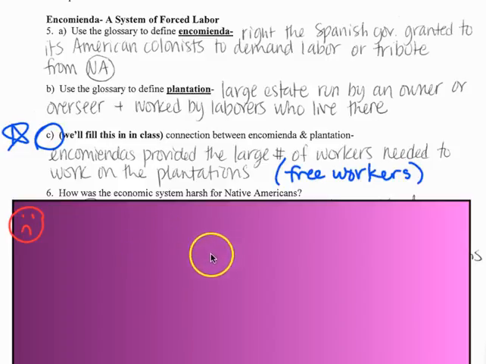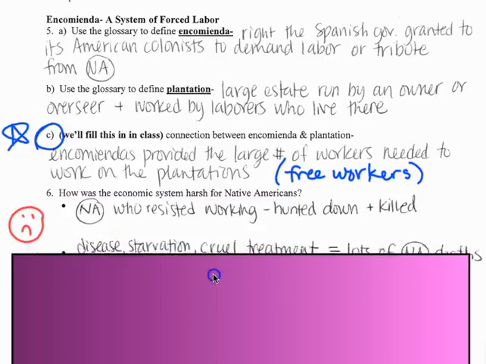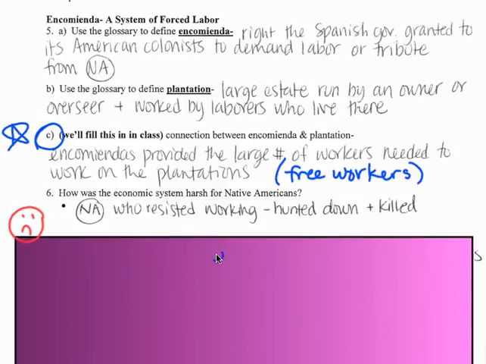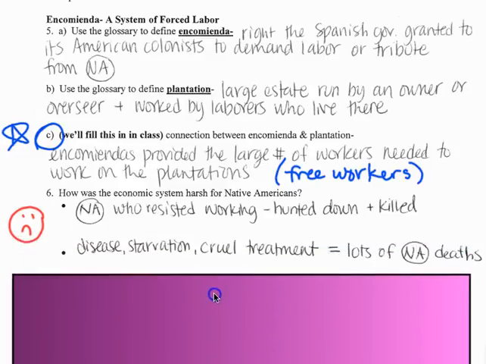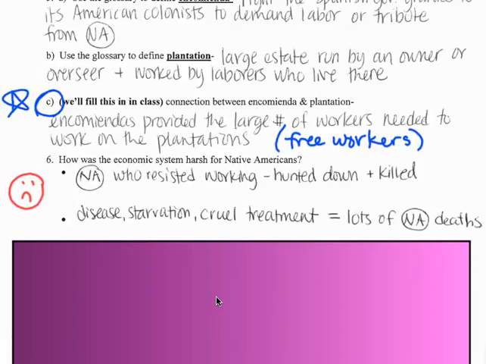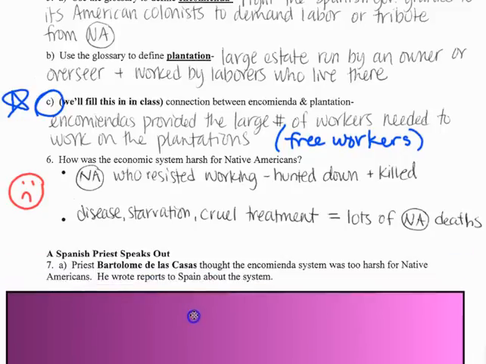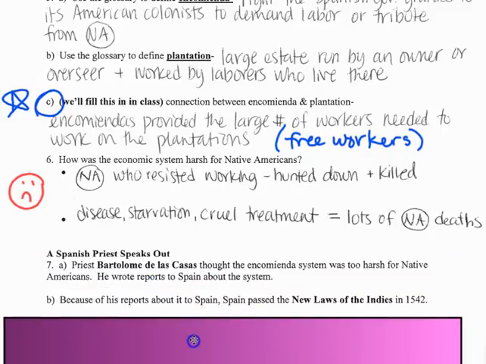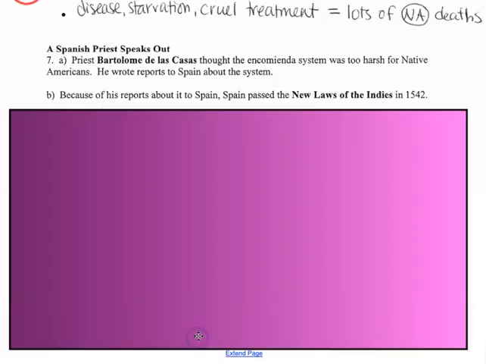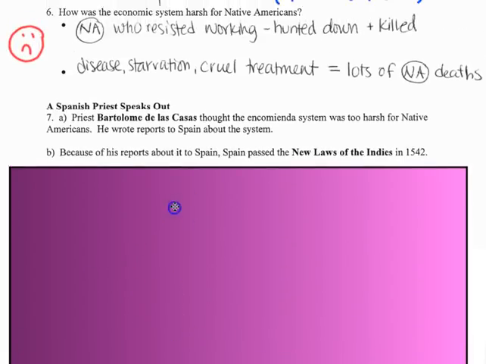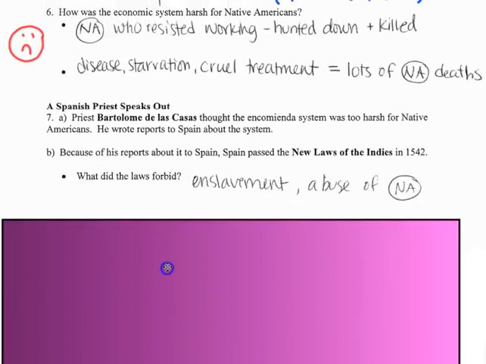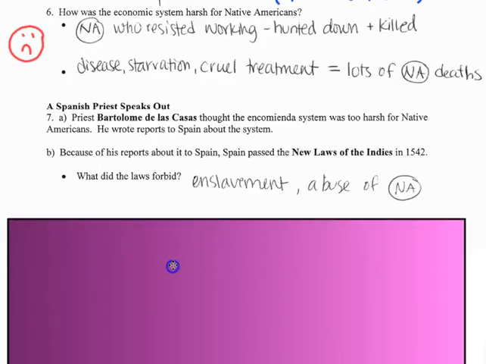So this system stunk for the Native Americans. You could be hunted down and killed if you didn't work. And then there were lots of deaths for various reasons that are listed there. NA stands for Native Americans in my notes. So this was very detrimental and harmful to the Native Americans. There was a priest that spoke out about this, Bartolome de las Casas. That led to a new law that did not allow people to enslave or abuse Native Americans.